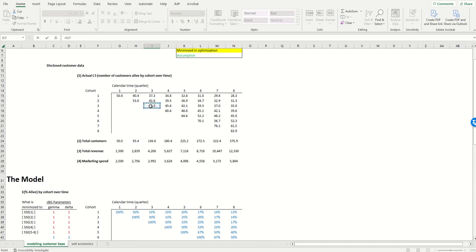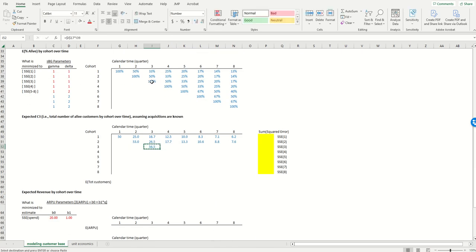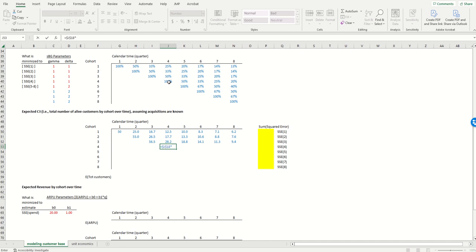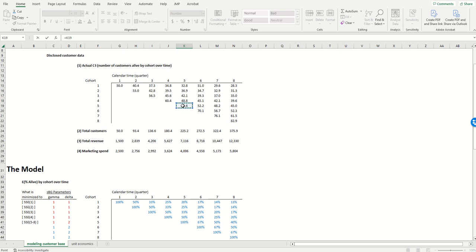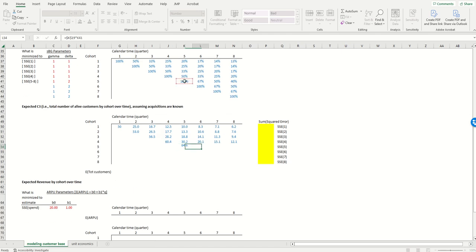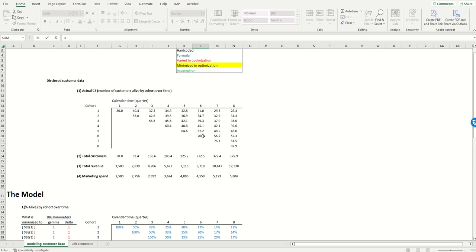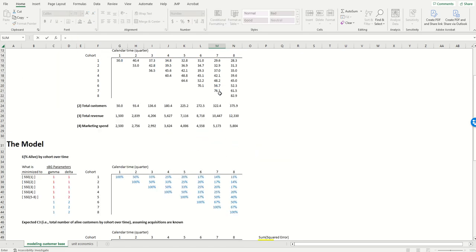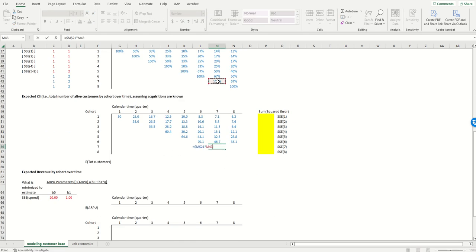Cohort number 3, I'm going to repeat the same drill. Same for cohort number 4. There we go. Cohort number 5. Cohort number 6. Cohort 7. And cohort number 8.